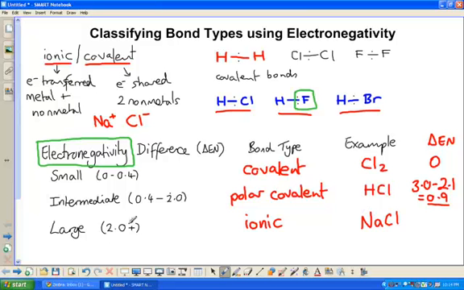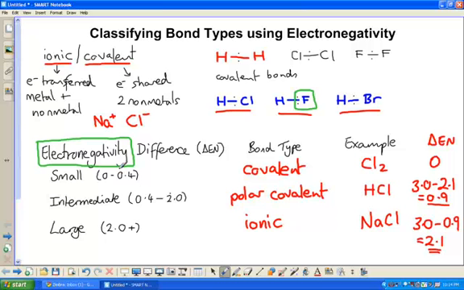Now for sodium and chlorine, chlorine again is 3.0. Notice we're always taking the largest value first and subtracting the smallest value from it. Sodium has an electronegativity of 0.9, giving us a difference of 2.1. So these three all fit the ranges that we would expect here.